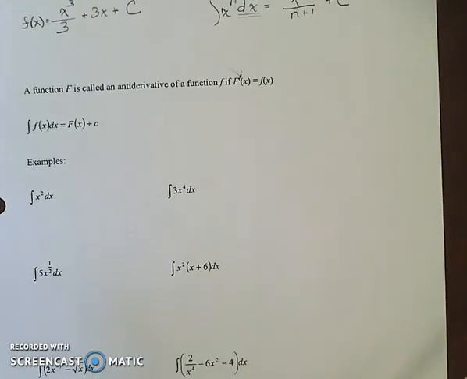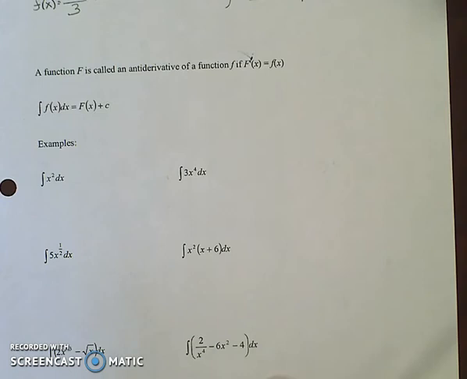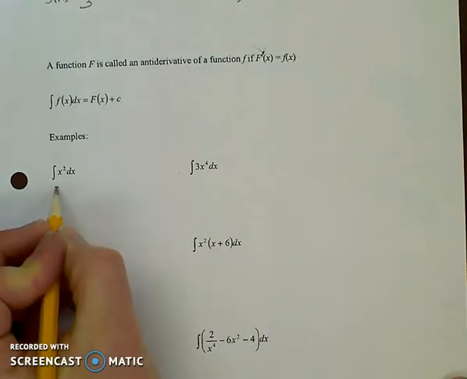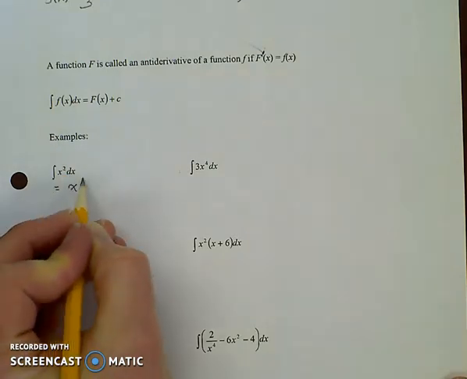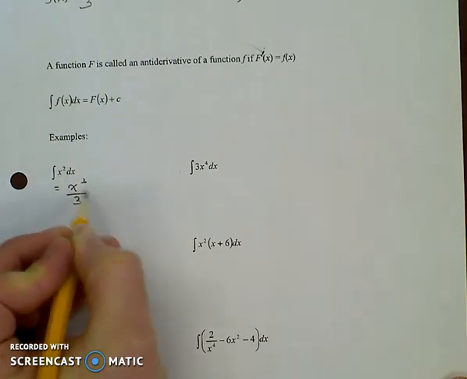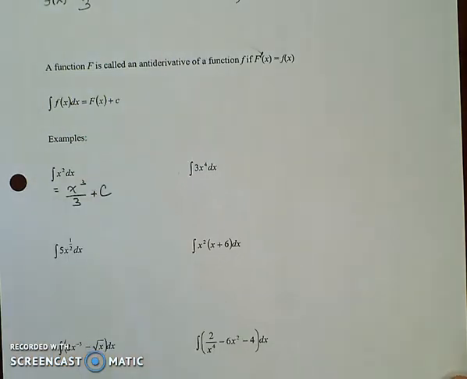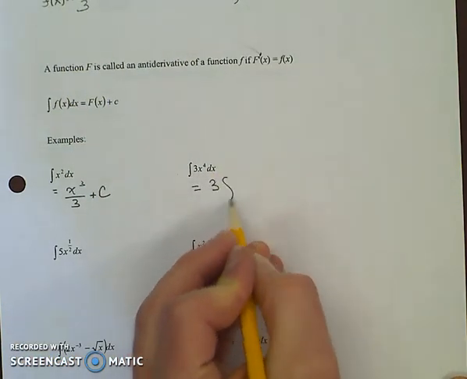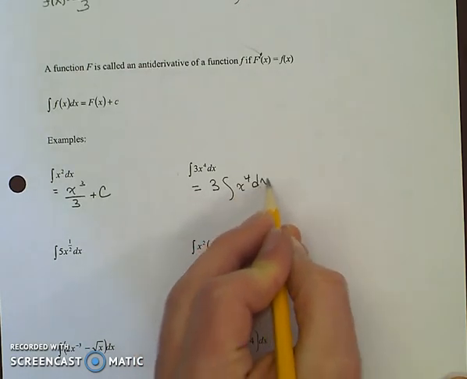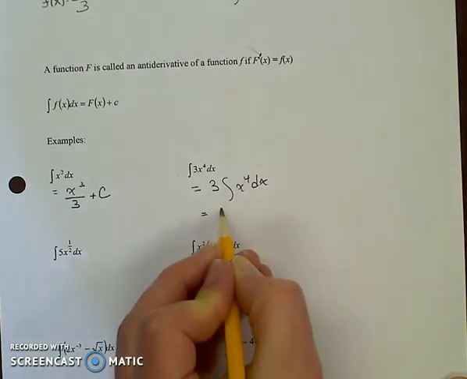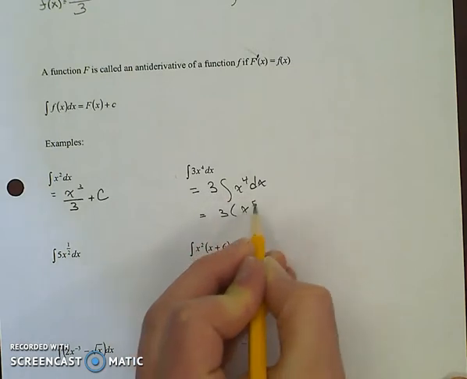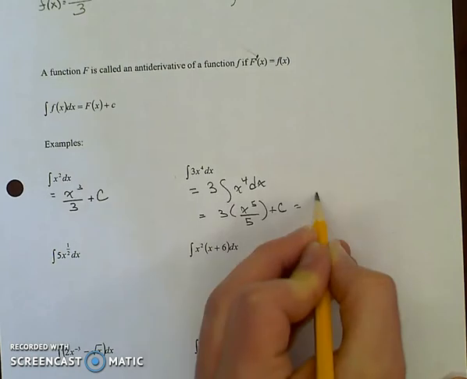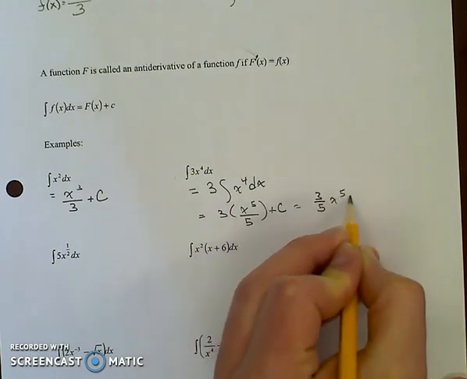So let's look at some examples here. The integral of x squared, well, we just did that. Add 1, divide by what you added to, plus c. We look at this one. You already have a 3. We can bring that 3 out in front. And so we're going to get 3 times x to the 5th, added 1, divided by 5, plus c. So you can get 3/5 x to the 5th plus c.